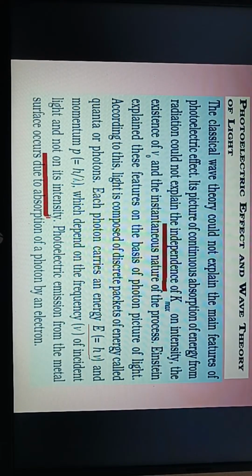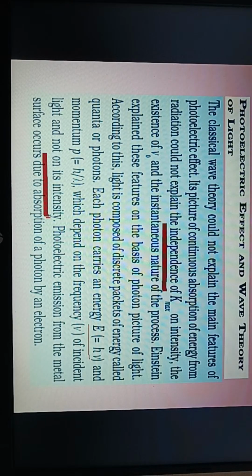So each photon carries energy and momentum, which depend on the frequency of the incident light and not on the intensity. In all the queries which I taught you just now, when intensity increases, generally they will immediately say the number of electrons increases. That is wrong.